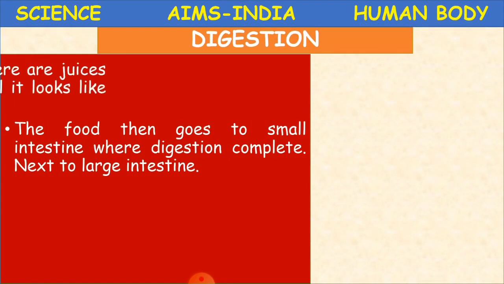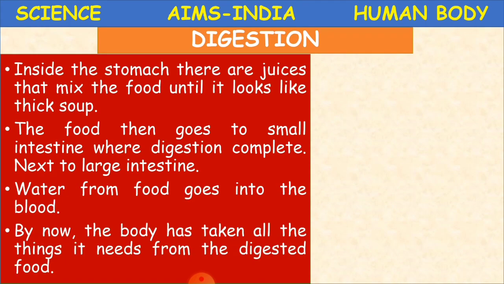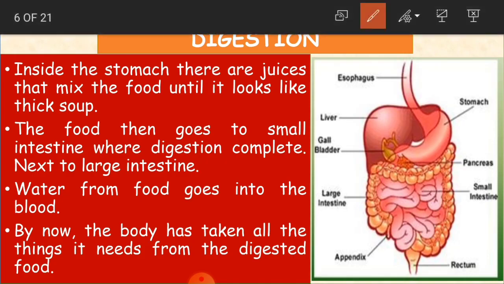We'll see here. Inside the stomach, there are juices that mix the food until it looks like thick soup. Already we chew our food and make it into small particles, it becomes smooth, and then we swallow, and that food travels along the food pipe and goes into the stomach. Inside this stomach, we have some juices, and these juices are mixed with the food we swallowed until it looks like a thick soup.